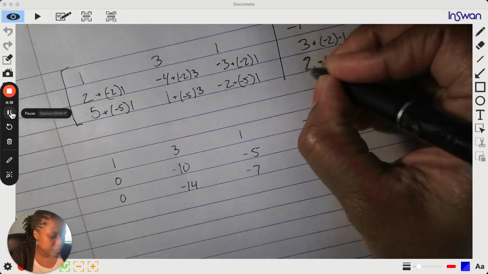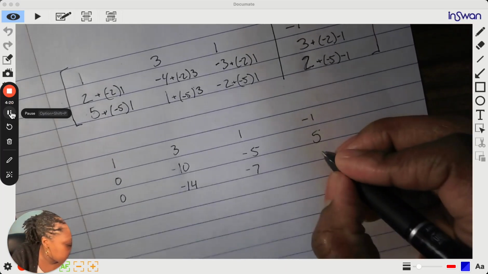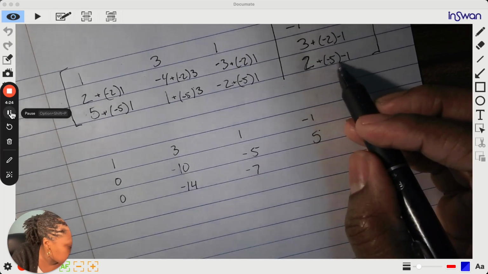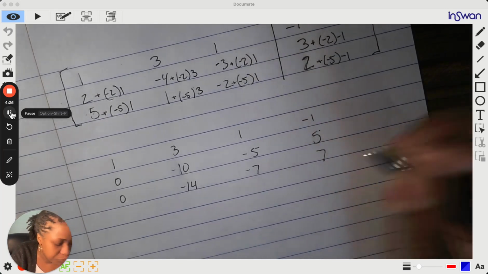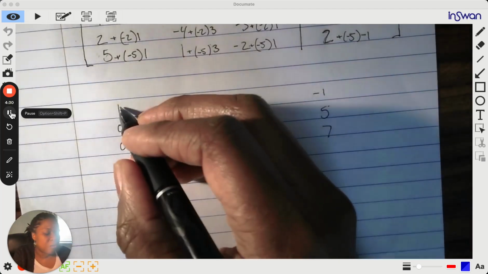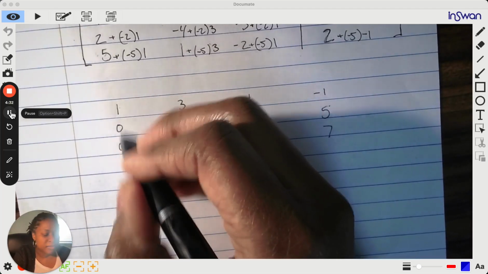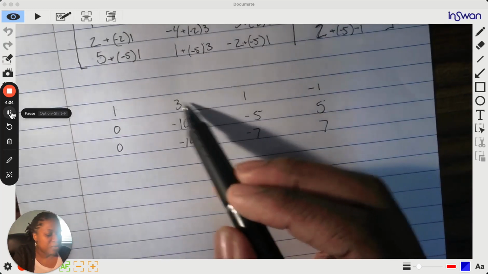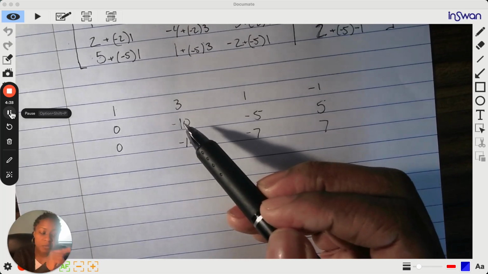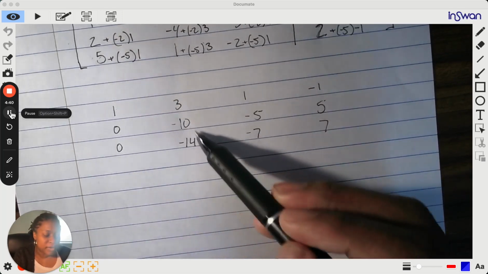There you go. So that would be 7. Matter of fact, would it be positive 7 or negative 7? Positive 7. All right. So now that we have those, we have a 1 in this column at the top, and we have zeros below it. So now we're going to get rid of this 10. We need that 10 to be a 1 if we can.